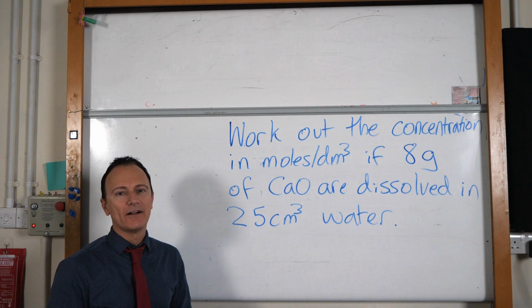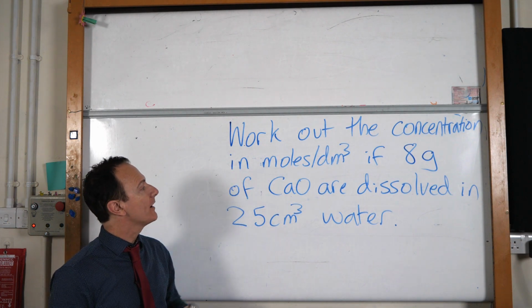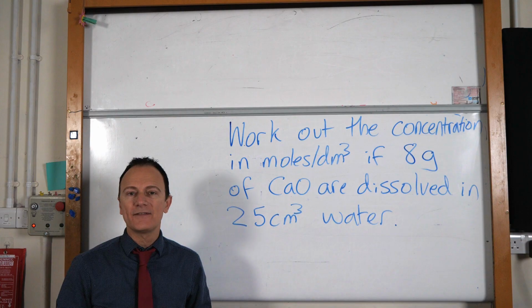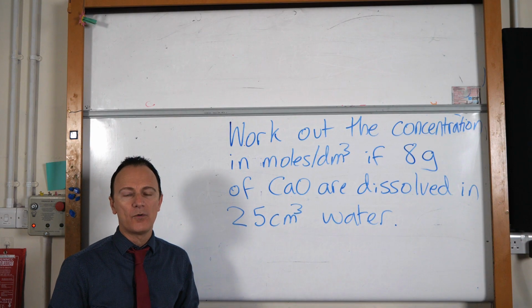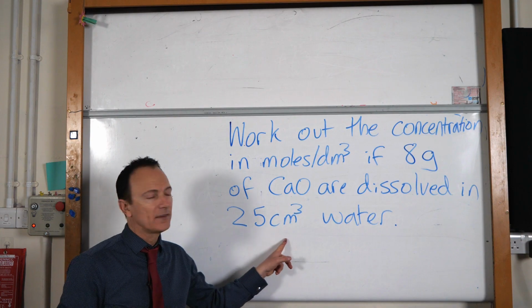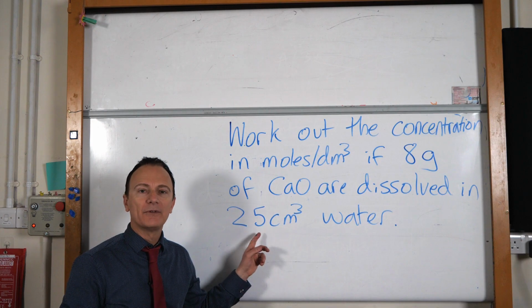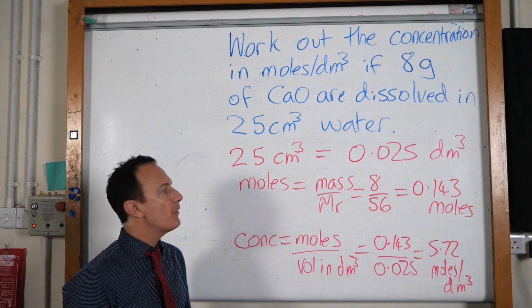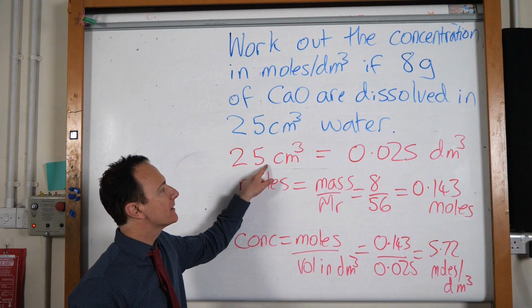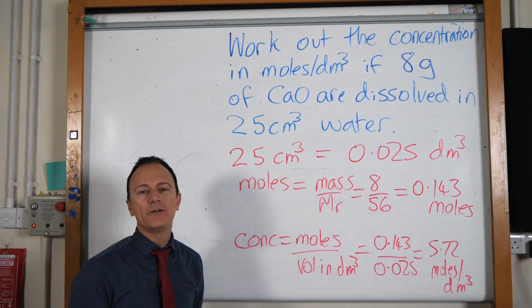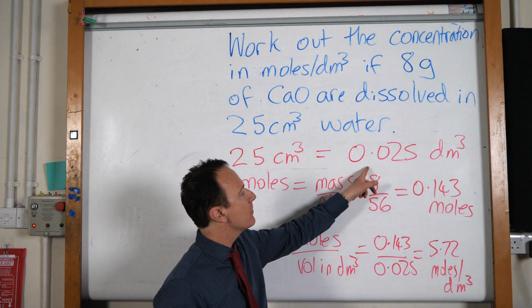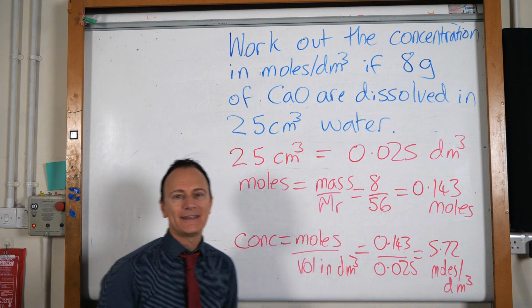Have a go at this one yourself. Work out the concentration in moles per dm cubed if 8 grams of calcium oxide are dissolved in 25 centimeters cubed of water. And notice this is in centimeters cubed, so it will need converting to dm cubed first. Before we forget, we'll change this 25 centimeters cubed into dm cubed by dividing it by 1000. So that becomes 0.025 dm cubed.